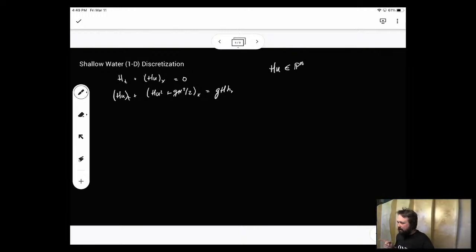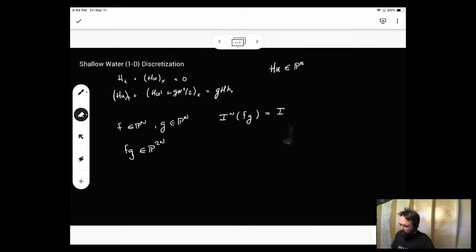There's one fact I do want to point out to you. If I have two functions, f, which is a polynomial of degree n, and g, a polynomial of degree n, then f times g is really a polynomial of degree 2n. So it's in that space. But what this means is that if I approximate the interpolant of f times g as an interpolant of degree n, what I really get is the interpolant of degree 2n plus an error.